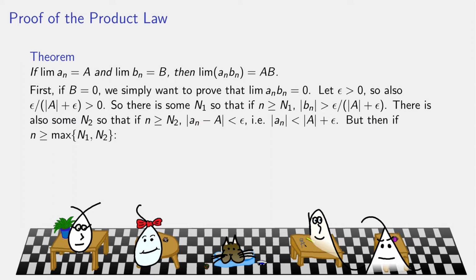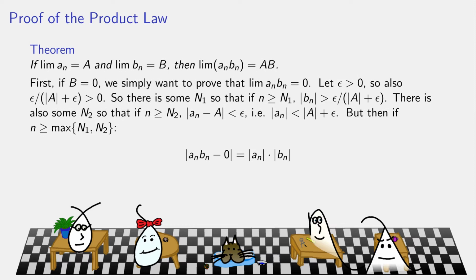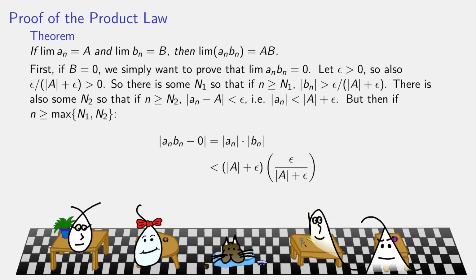So I can pick a really large index that's bigger than both of these, which means, first of all, the absolute value of a_n b_n minus 0, well, that's just the absolute value of a_n times the absolute value of b_n. But the absolute value of a_n was less than the absolute value of A plus epsilon, and the absolute value of b_n was less than this quotient, because I assumed I went far enough out in the sequence so both of these things were true.